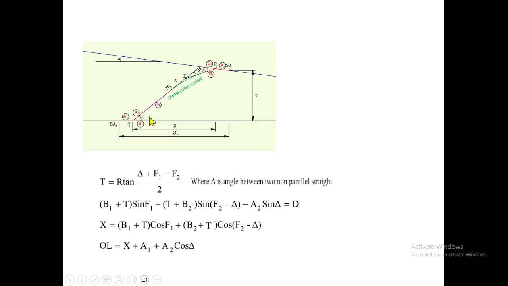Now for doing the connection, as usual we need to know the x distance. That means the distance between the point of intersection of point number 1 and 2. Once we know that, we can find out the distance between the SRJ, that means the overall length, x plus a1 plus a2. So we have to find out the x. As usual, we have to make some triangles and find out the horizontal distances. Because of the inclination, some additional work will be involved.